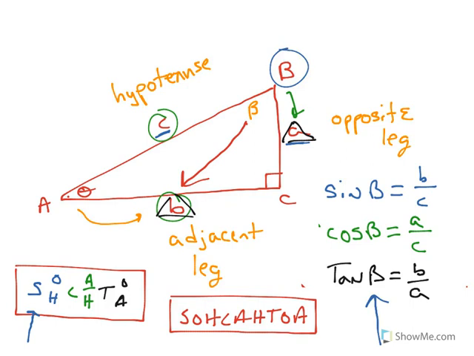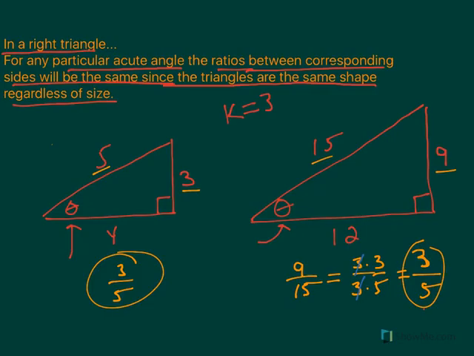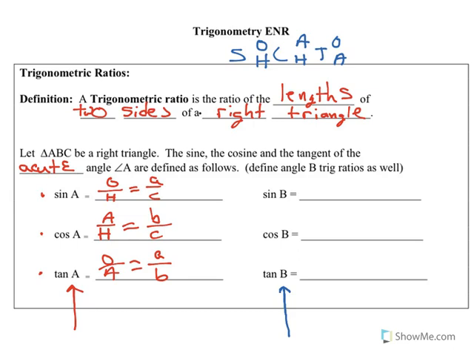So let's go put those definitions in our notes. Using SOHCAHTOA, sine of angle B, we said that was going to work out to be B to C. Cosine, we said that was going to work out to be A to C. And tangent, we said that was going to work out to be B to A. So those would be your three trig ratios using the other side of the triangle.